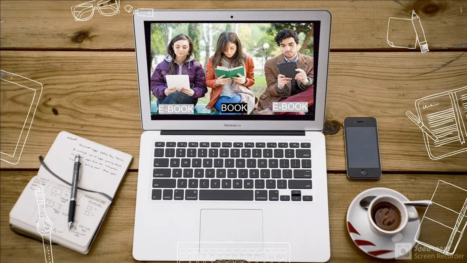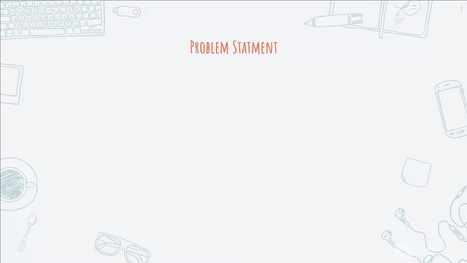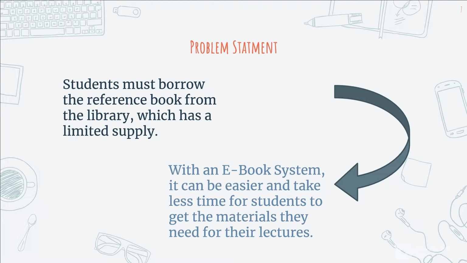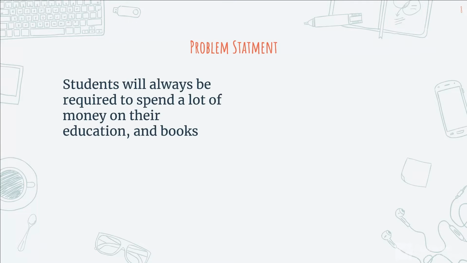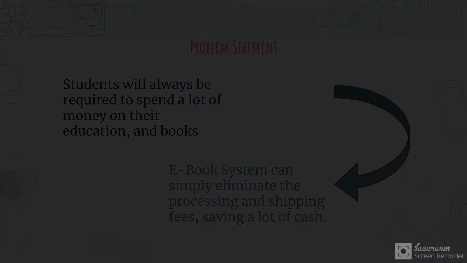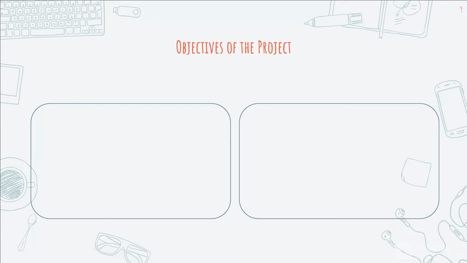So, this is some example for people using e-books and the normal book. So, the first is the problem statement. Students must borrow this reference book from the library which has a limited supply, and to solve it, with an ebook system it can be easier and take less time for students to get the materials they need for their lectures. The second problem is students will always be required to spend a lot of money on their education and books. So to solve it, an ebook system can simply eliminate the processing and shipping fees, saving a lot of cash.